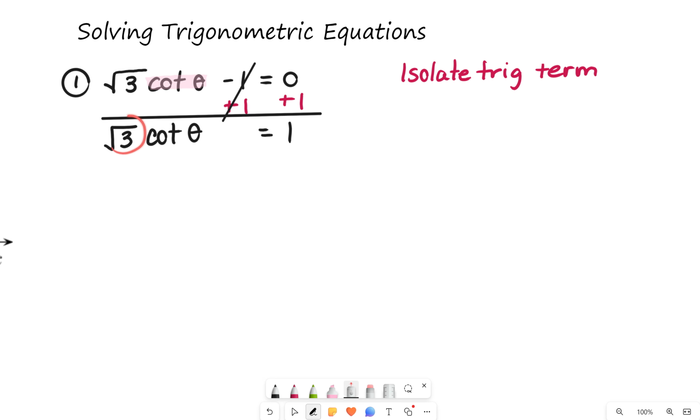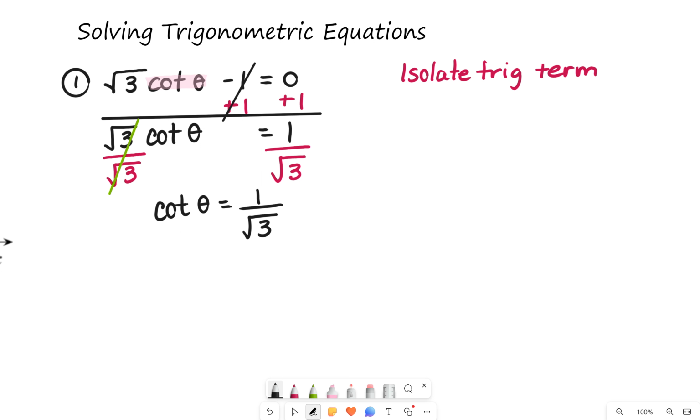Now let's proceed to get rid of square root of 3. What is square root of 3 doing mathematically to cotangent theta? It is multiplying. So let us divide both sides by square root of 3. Whatever you do on one side, you must do to the other side. And in doing so, square root of 3 over square root of 3 reduces to 1, and you're left with cotangent of theta equals 1 over square root of 3.